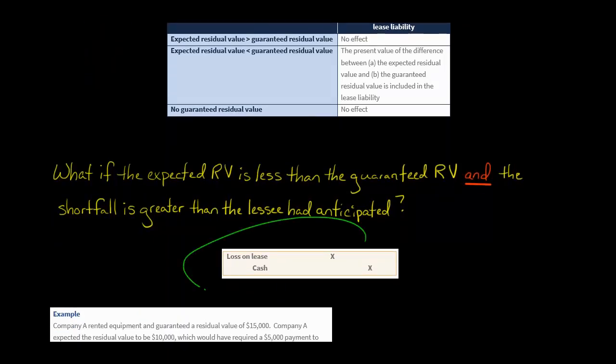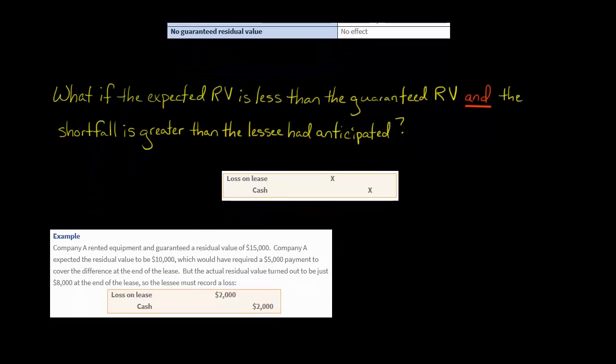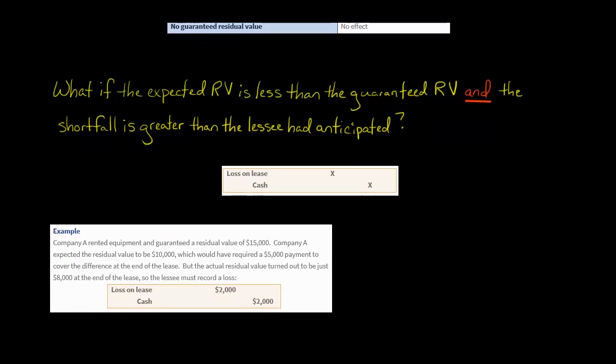In that case, the lessee at the end of the lease, when they find out the shortfall is even higher, they would record a loss. Okay, they would book a loss, so that would affect their profit.